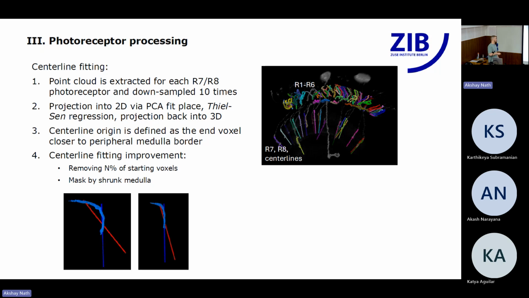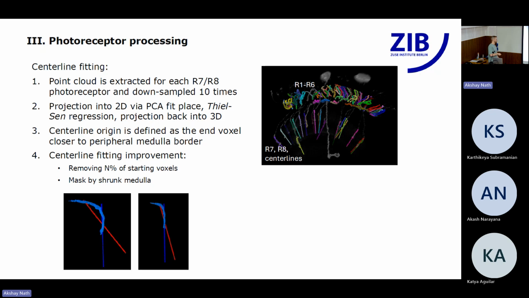Now, it sounds good, but the center line fitting still sometimes didn't work well, because these photoreceptors come into the medulla at an angle. You can see they grow with this angle, and then the angle changes and it starts growing in the other direction. This part of the photoreceptor, we don't actually want to use for determining what center line fits.